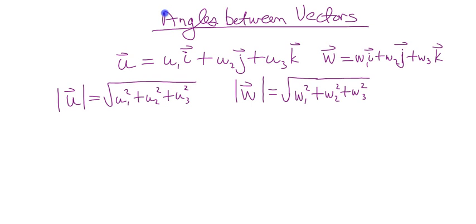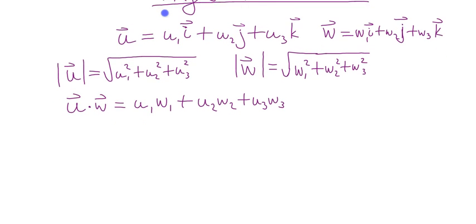Okay. What is u dot w? u dot w equals u1 w1 plus u2 w2 plus u3 w3. Right. Let you copy stuff down. If you're copying stuff down, move this down a little.